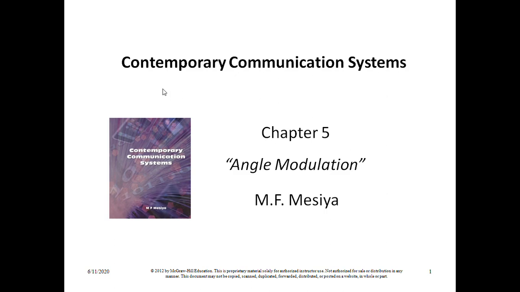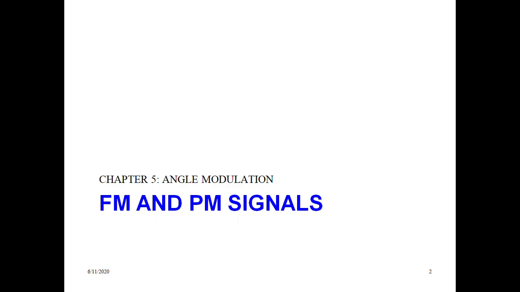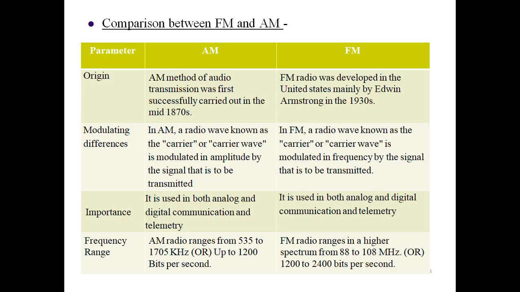Which is chapter 5, angle modulation. In angle modulation, we will learn about frequency modulation and phase modulation. Okay, let's have a refresh on what amplitude modulation is, our previous chapter, and our current chapter, which is frequency modulation. Originally AM was designed in the 1870s, which is a long time ago, but FM is from the 1930s.